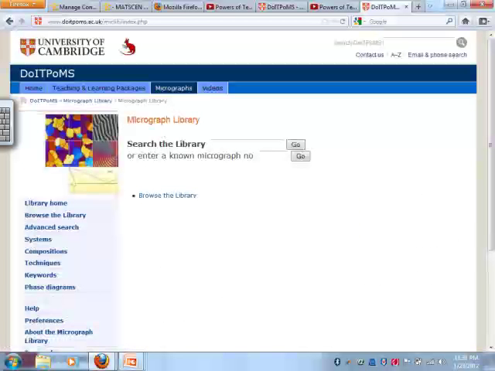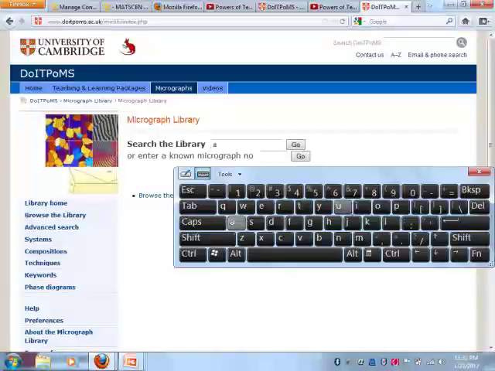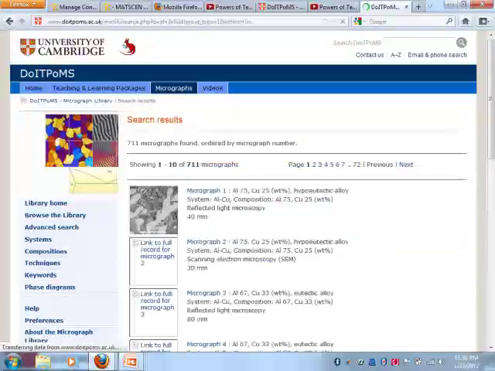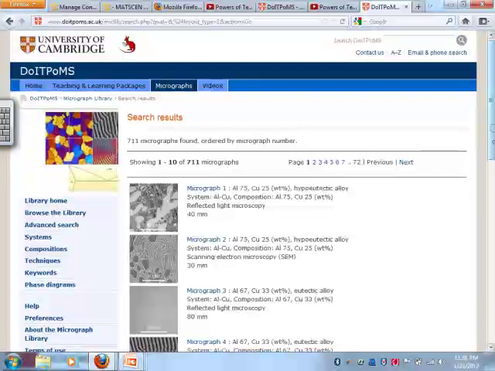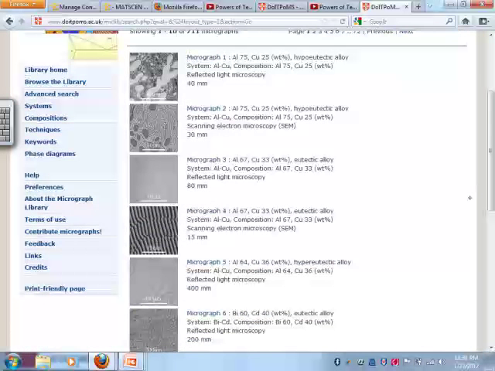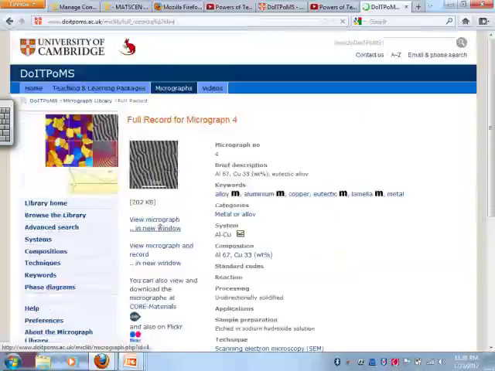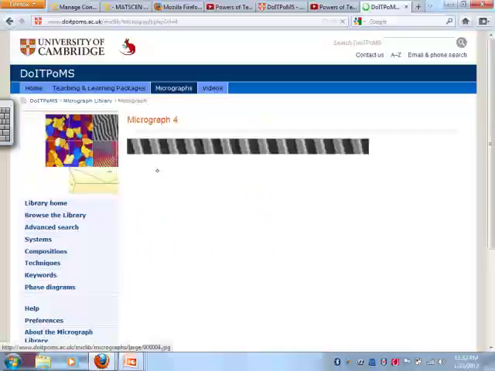There's a library here with micrographs, and I could put in AL for aluminum, space, and enter. And then here are, for example, the micrographs. Here's a nice example of a two-phase system. This is the solidification of a 67% by weight aluminum, 33% by weight copper structure.